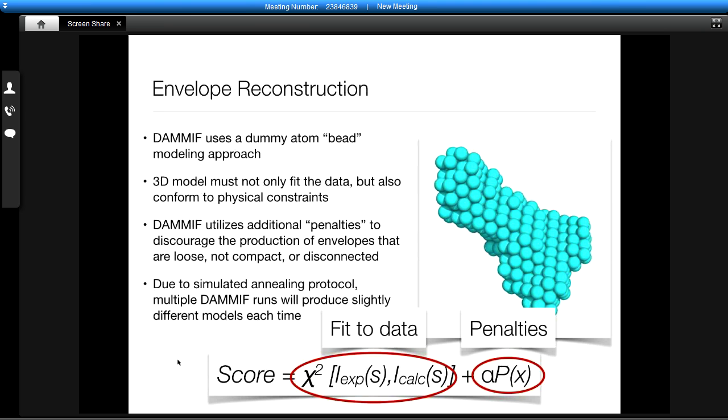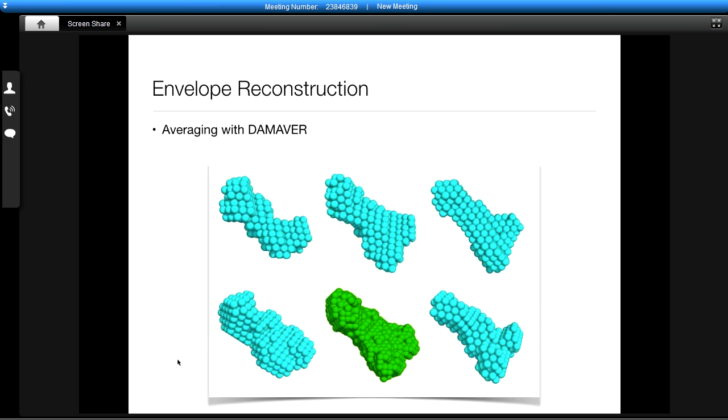Now, because of the simulated annealing protocol that I mentioned, you start with a random seed each time you run this, so you'll actually run this multiple times. If you run the same program twice with the same exact data, you'll get two slightly different answers. So what we do is use averaging. You'll generally create 5, 10, 20 different ab initio envelopes and average them together. You'll notice that while each model has the same general shape, there are some features that are different.